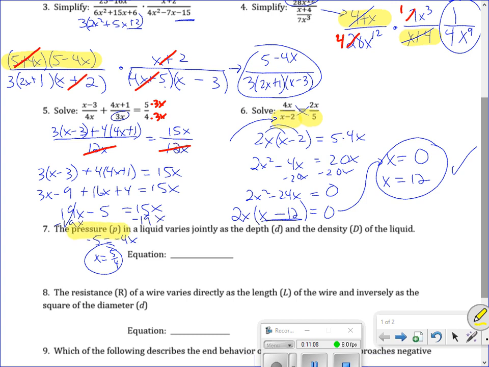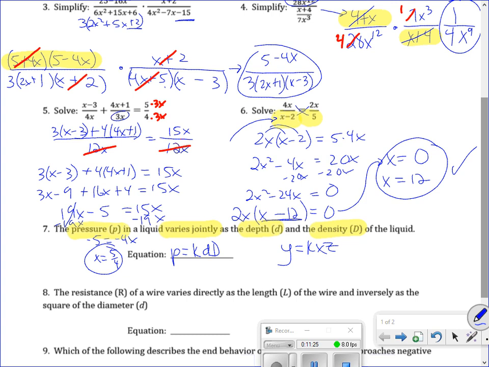All right, with number 7, the pressure. So I've got pressure varies jointly with the depth and the density. So remember, joint variation is just y equals k, x, and z. I am going to use these new letters, so I'm going to write P equals K, little d, big D. And that's it. No squares, nothing.